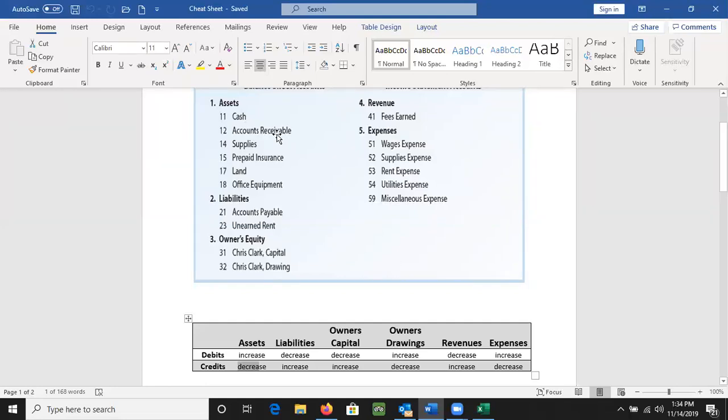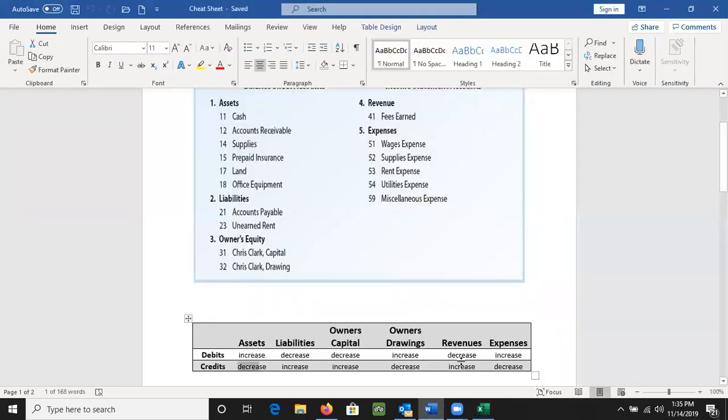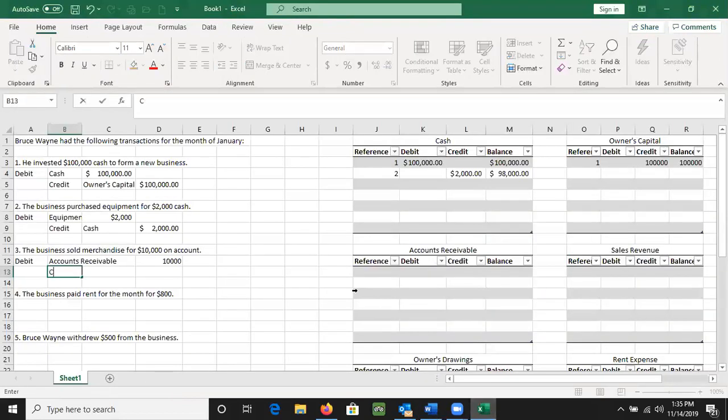Okay? So the balance of their accounts receivable is increasing. Again, it's an asset. When they increase, you debit them. So we're going to go here, debit accounts receivable for $10,000. Revenue, when revenue was earned, it's increasing. So their total revenue that they've earned has increased by $10,000. To increase a revenue, you have to credit it. So we're going to credit sales revenue, $10,000.